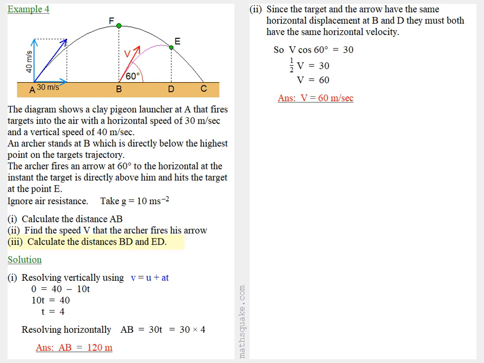Now in part 3, we're asked to calculate the distance BD and the distance ED. Those are the horizontal and vertical distances that the arrow travels before it hits the target.